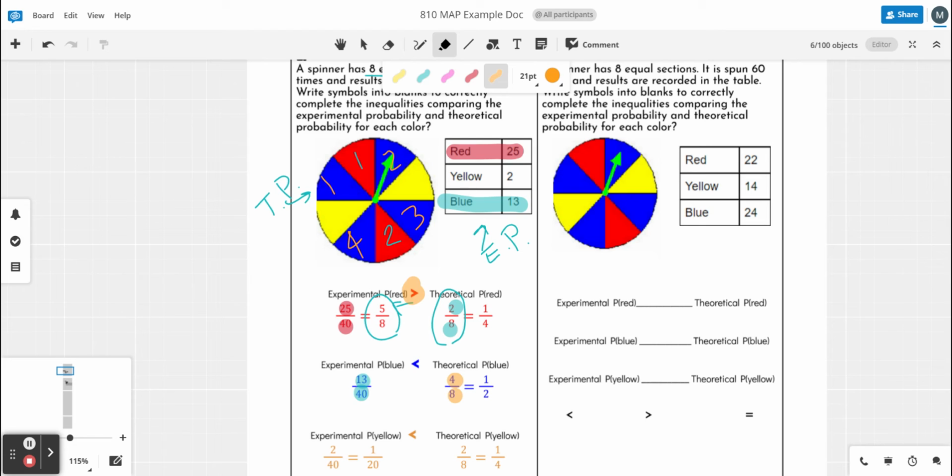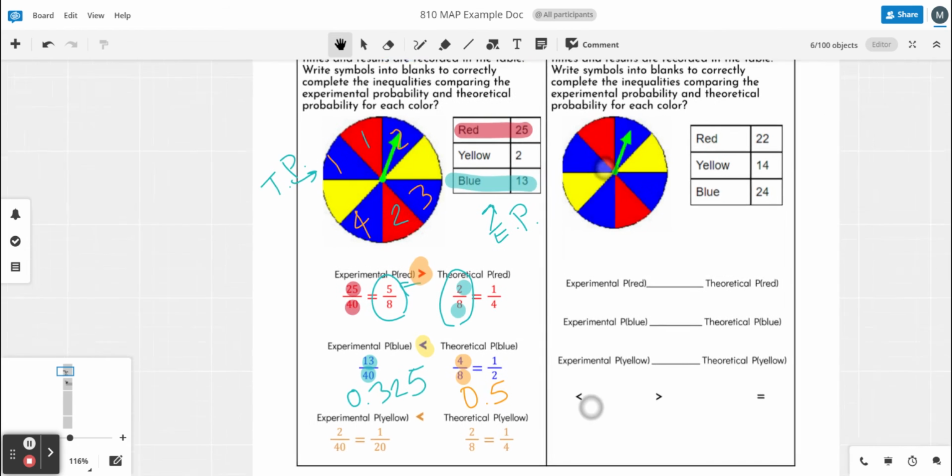And again, if you're not sure which one's bigger, divide your numerator by your denominator in your fraction. When you do that, you get a decimal of 0.325 here. And for theoretical, we get a decimal of 0.5. And 0.5 is bigger, so we put in the less than sign because the experimental data is less than the data for the theoretical probability.